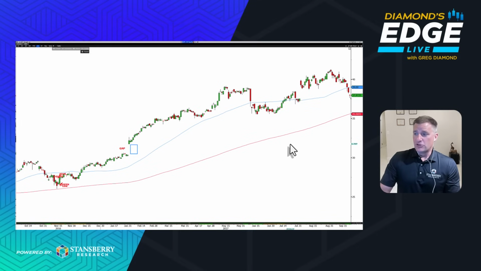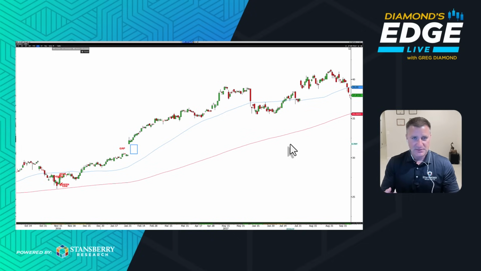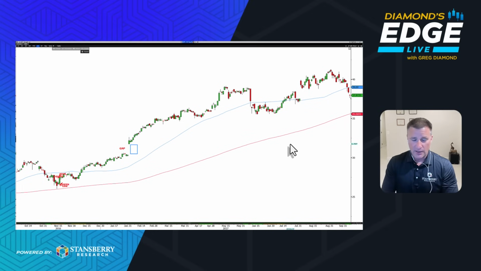So those are just a couple of basics of candlesticks, gaps, breakaway gaps, understanding filling the gap, and a little bit of how to trade that, what to look for, again on a short-term basis.